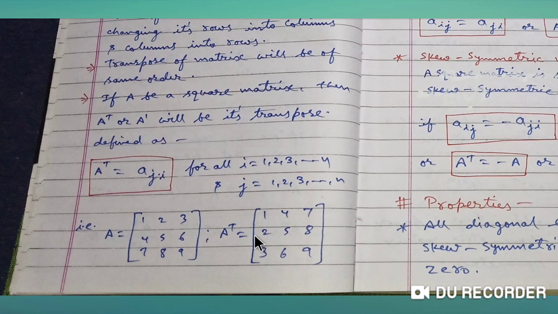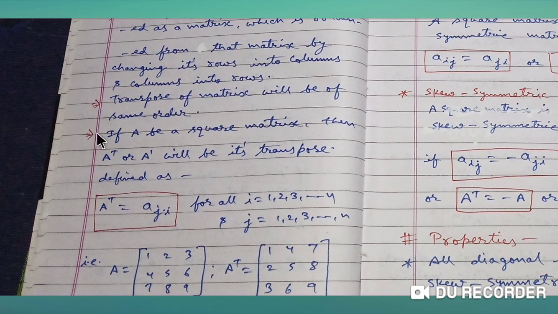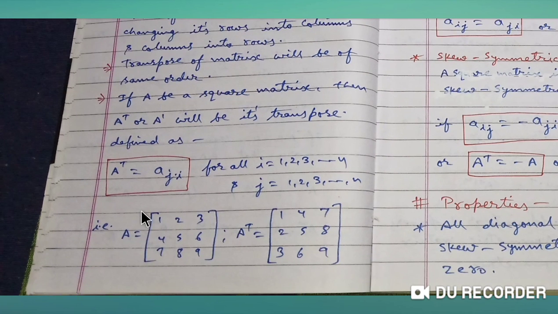And so this is denoted as A^T or A dash. So this is the transpose of a given matrix. Now here is something: the transpose of a matrix will be of the same order. Suppose A is a matrix of order 3, then its transpose will also be of order 3. So the given matrix and its transpose will be of the same order.